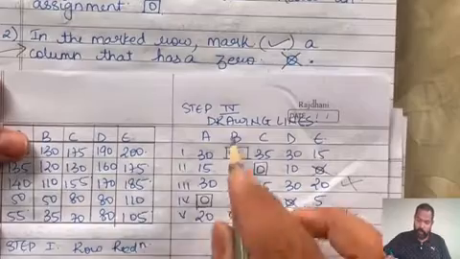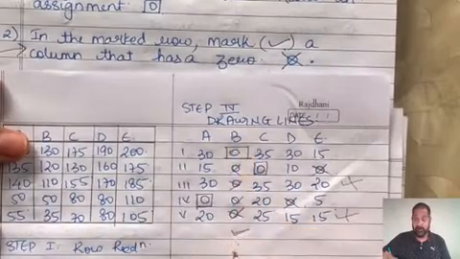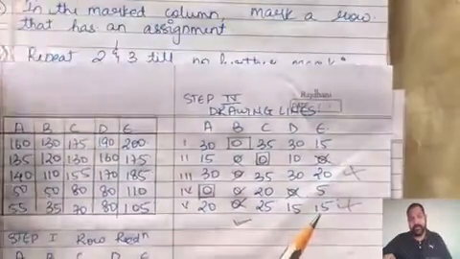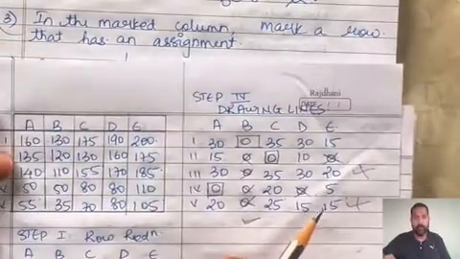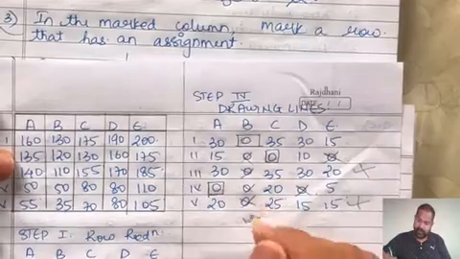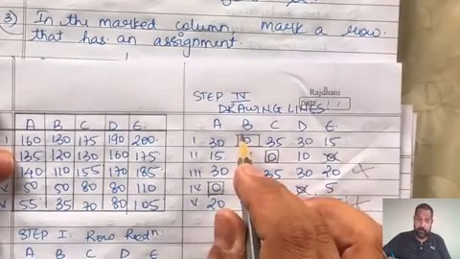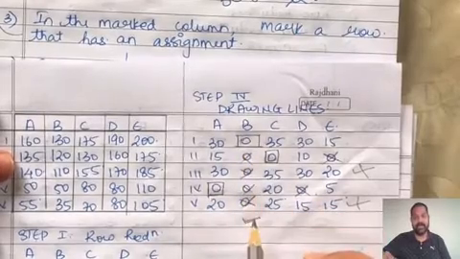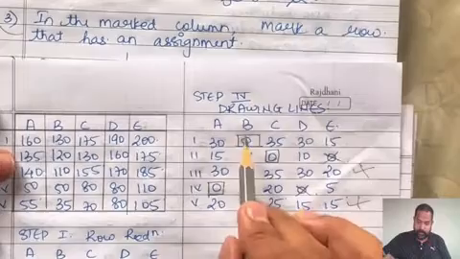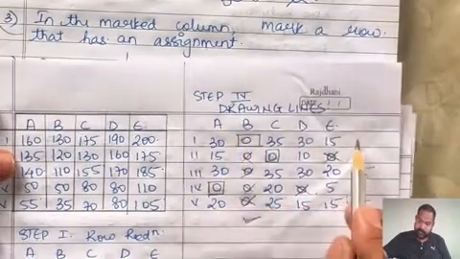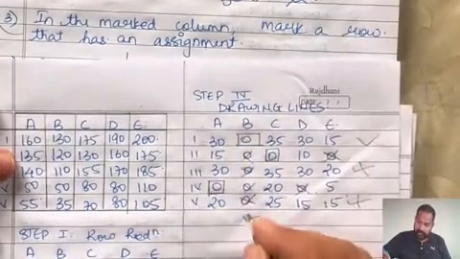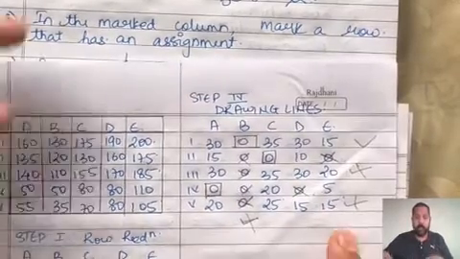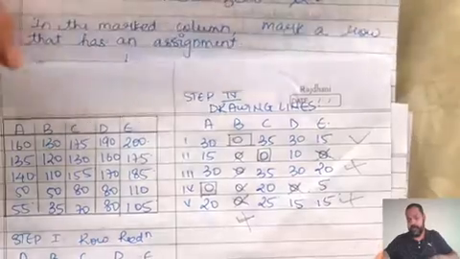In the marked column, mark a row that has an assignment. That is step 3. Well, in this marked column, this is the assignment. So this row will get marked. Cancel this out because the examination is done. Go back to step 2. And what was step 2?